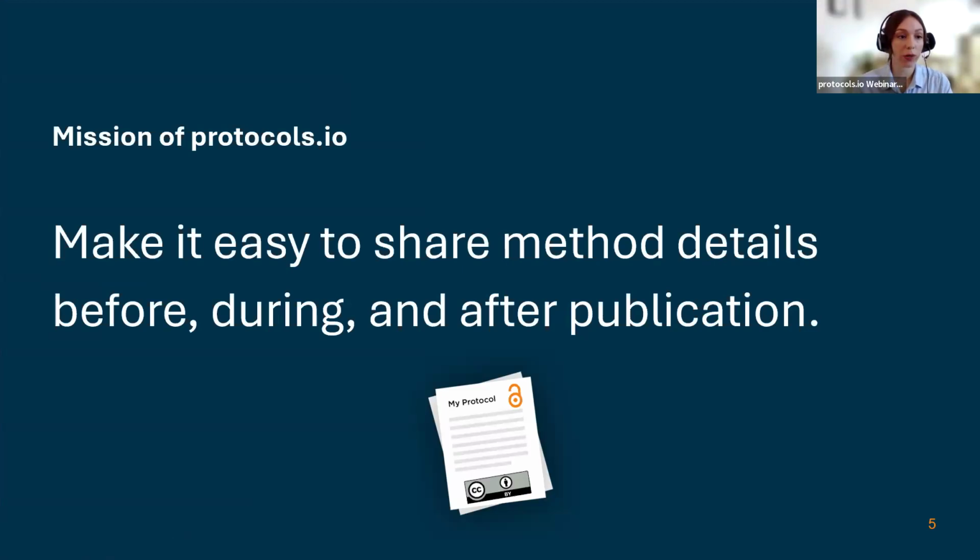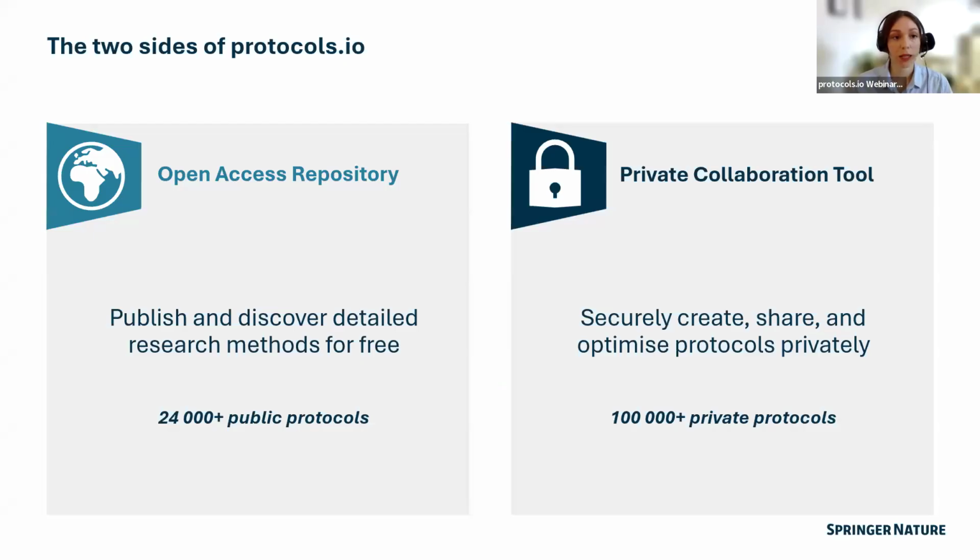So you may already be aware, but the mission of Protocols.io is to make it easy to share method details before, during, and after publication. And so to enable that, there are two sides of the platform. On the one hand, we are an open access repository where you can publish and discover scientific methods. And then the other side of the platform is that it can be used as a private collaboration tool where you can privately and securely create, share, and optimize your protocols before publication.